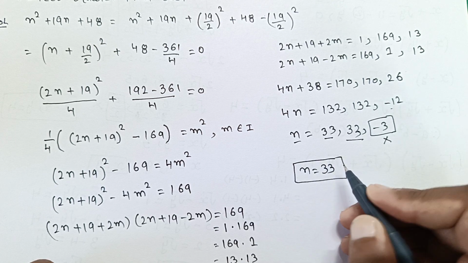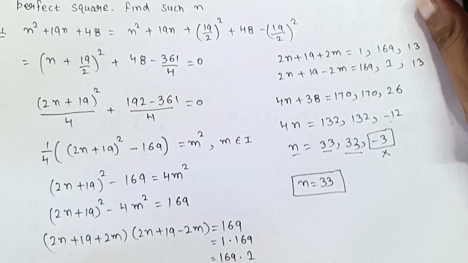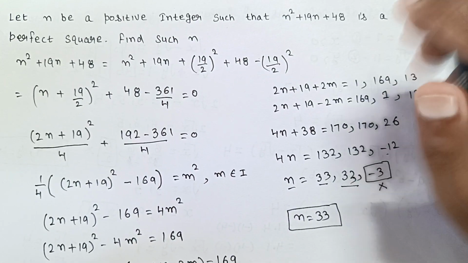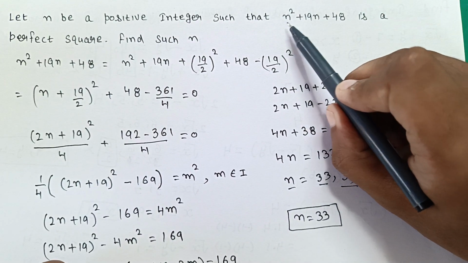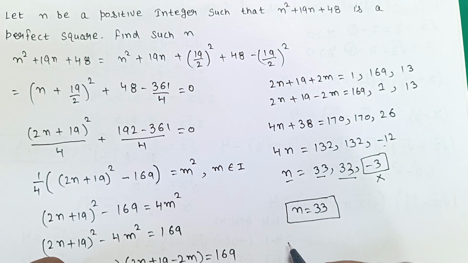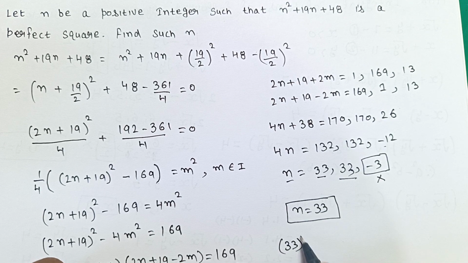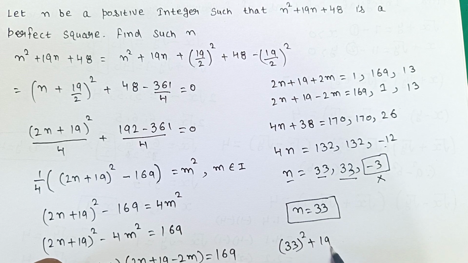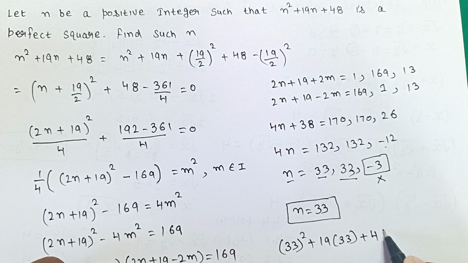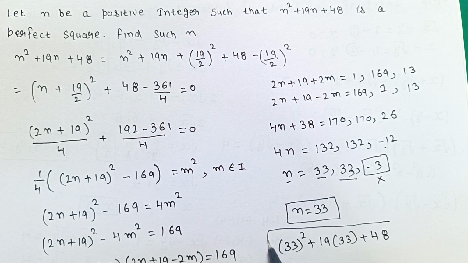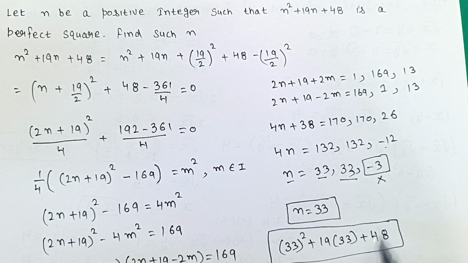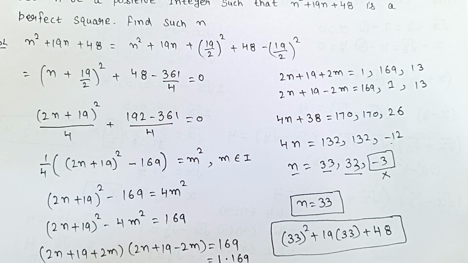What this means is that when we substitute n equal to 33 in that expression, we get the number 33 whole square plus 19 into 33 plus 48. This number is a perfect square number.